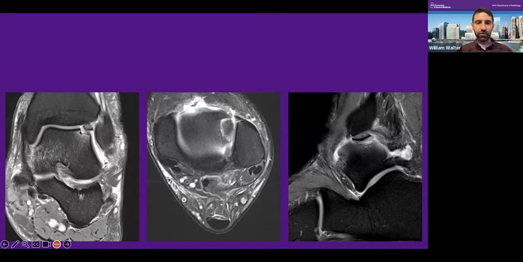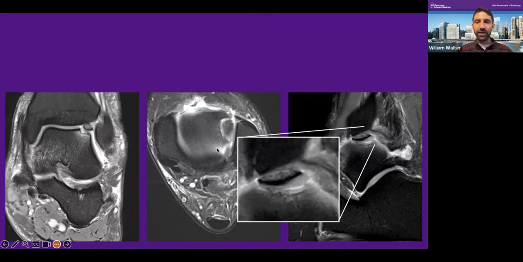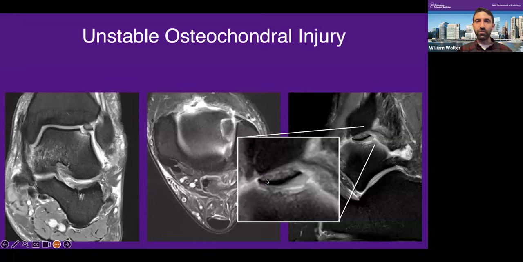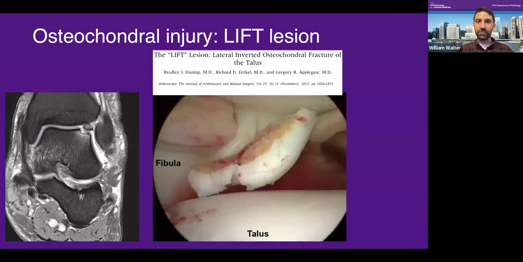So here is the crater of the osteochondral defect. This is the piece of bone. And you'll notice that it looks like it's flipped over within the crater. The cartilage is here, the subchondral bone plate is here, and the rest of the bone is here. So this is actually a displaced, unstable osteochondral fragment or injury within this osteochondral defect.